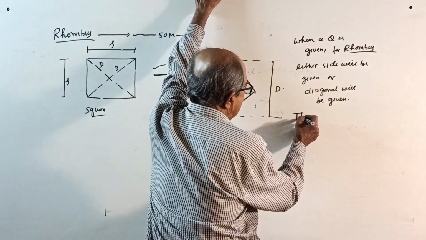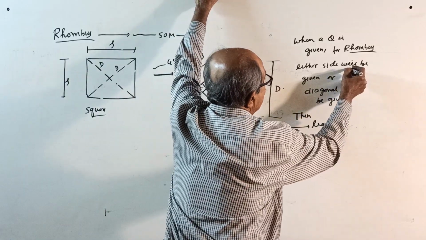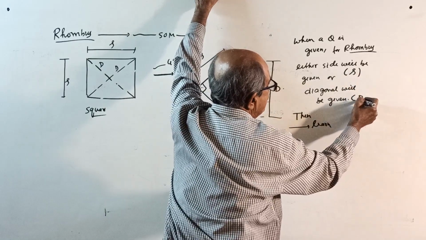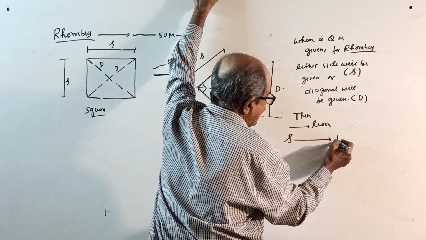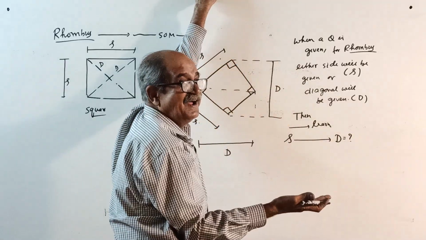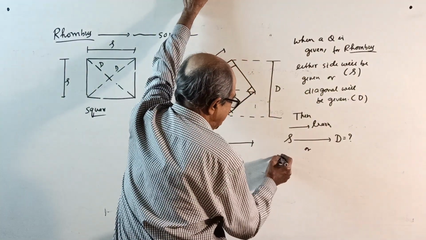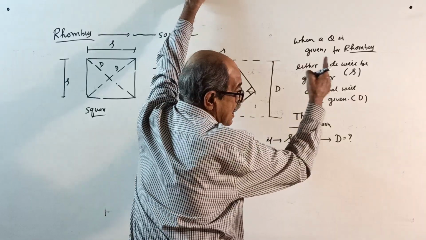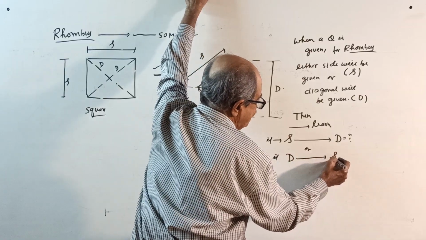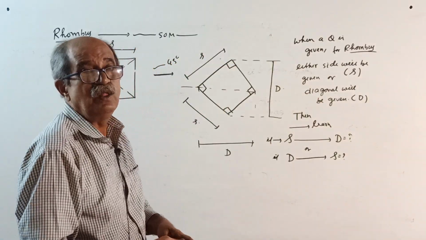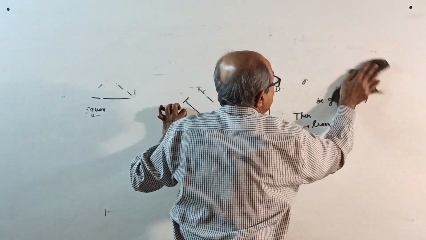Then you now only learn, side will be given, say S, and diagonal is D. Now only learn if side given, how to get the diagonal, not diameter. Or if diagonal given, how to get the side. Now only learn it. I will not explain again and again. Diamond, I will come after that one.